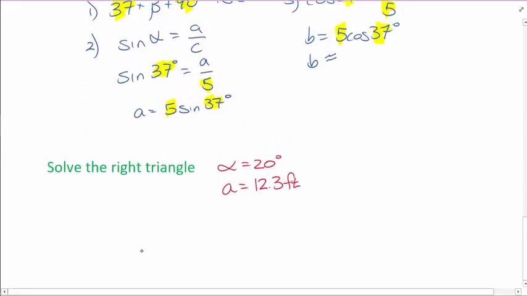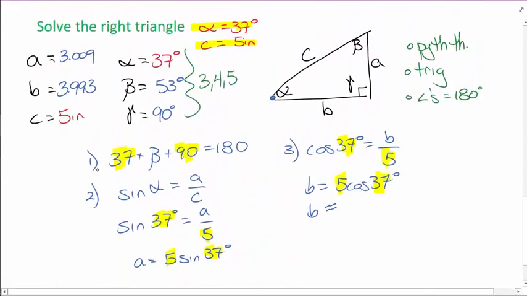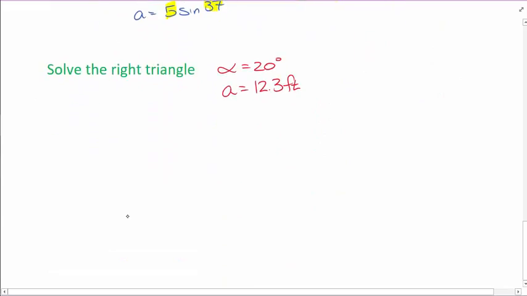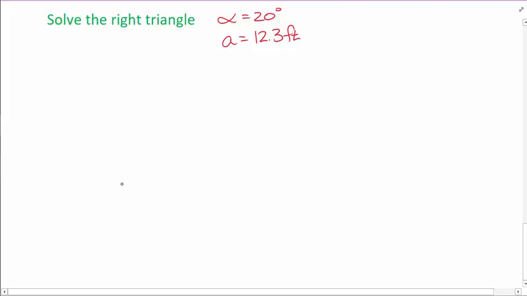Be careful when we go back to our standard that alpha and A must be opposite, beta and B must be opposite, gamma and C must be opposite when finding these missing sides and angles.